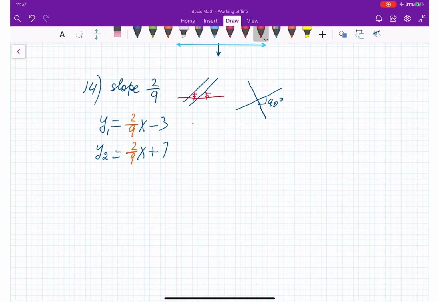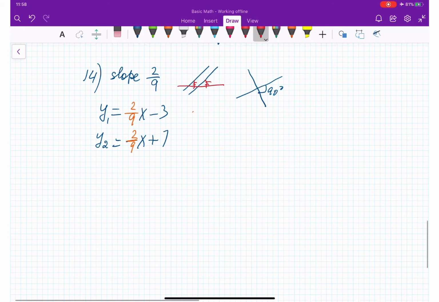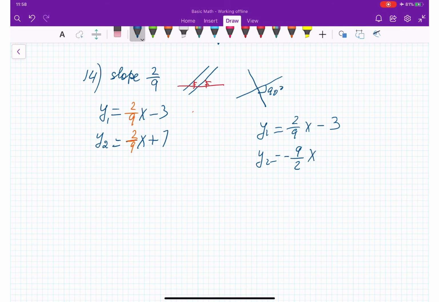Perpendicular is a different story. The slopes have to be reciprocal. So for the case of perpendicular, if I have y1 is equal to 2/9x minus 3, the perpendicular will be negative 9/2. See, I flip and change the sign also, plus 7. These two graphs will be perpendicular. Okay, that's all, and I'll see you in the next video.